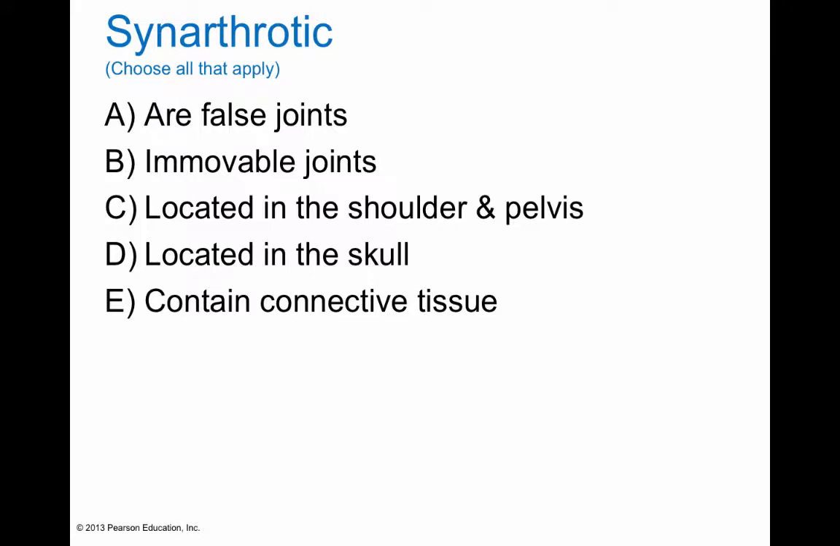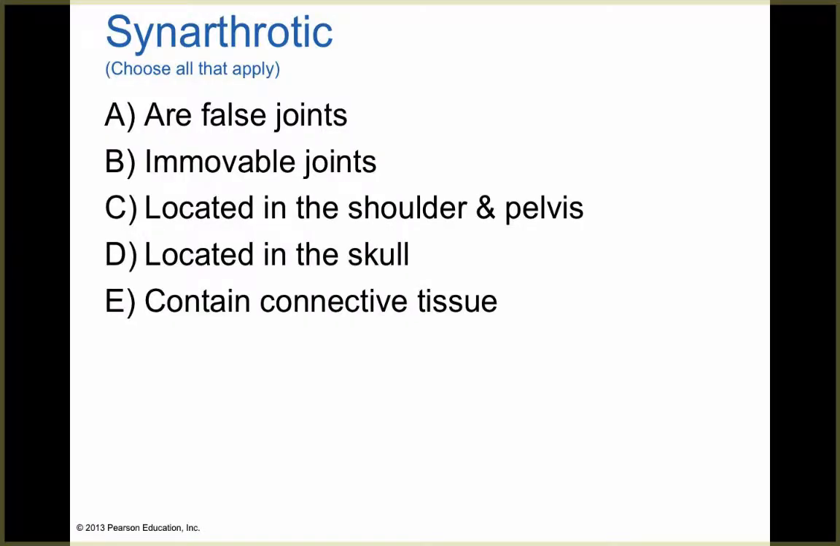You're welcome. So synarthrotic, really quick, you guys tell me which one of these apply. Are they A, false joints? Are they B, immovable joints? Are they C, located in the shoulder and pelvis? From what you know, are they D, located in the skull? Or are they E, contain connective tissue? Give you a minute to think about it.